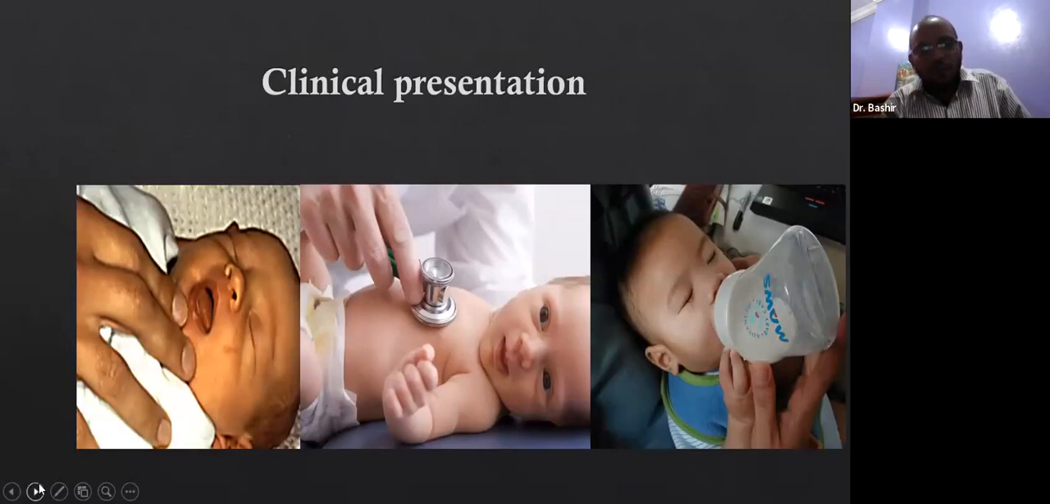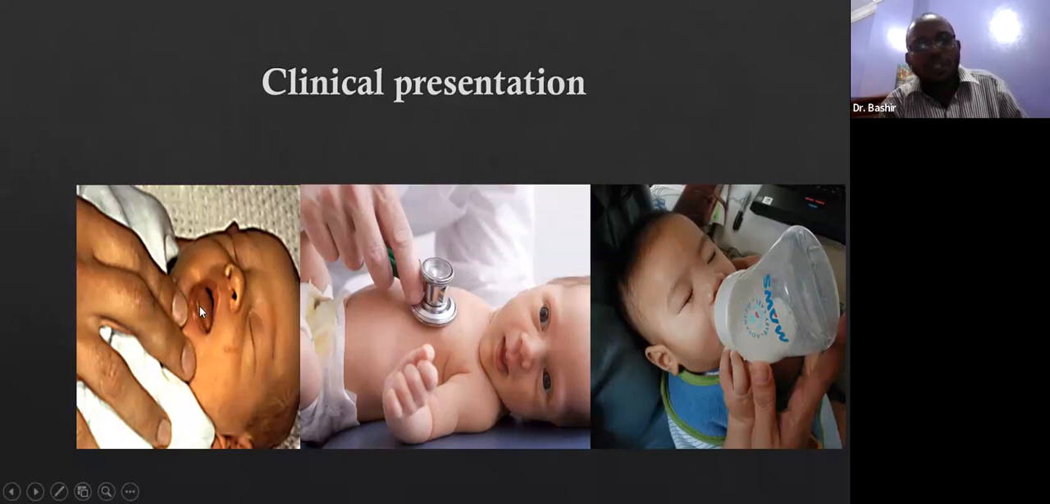First of all, for you as a pediatrician, if you suspect any congenital heart disease, you have to go sequentially. You will ask about symptoms. The most important thing is feeding. Any difficult feeding, any sweating with feeding, any cyanosis, any failure to thrive. And murmur is the most common presentation for congenital heart disease.